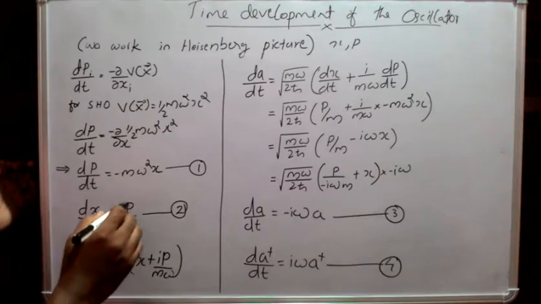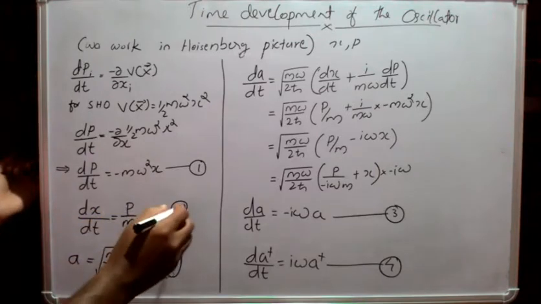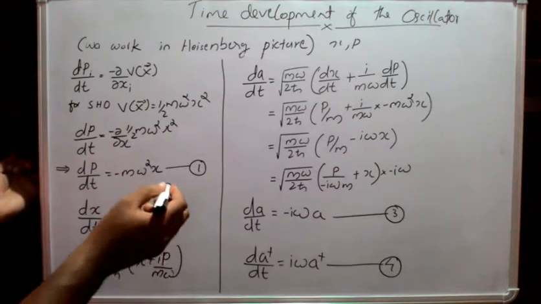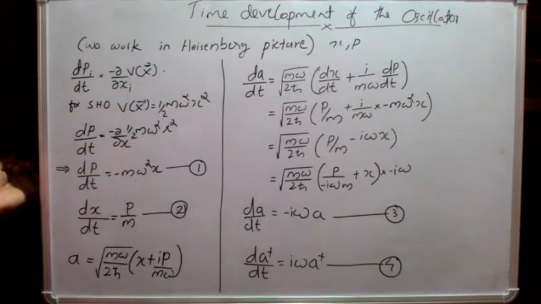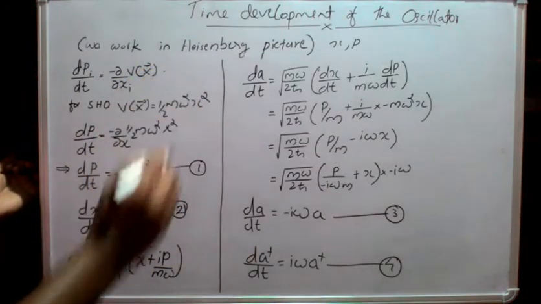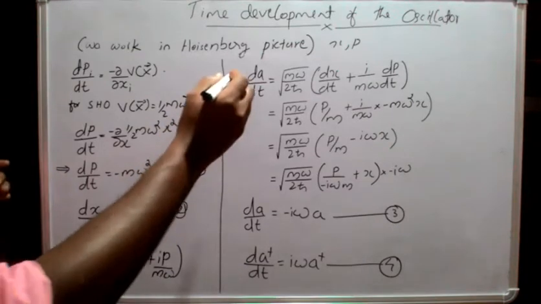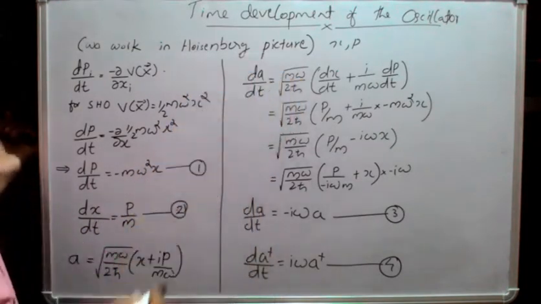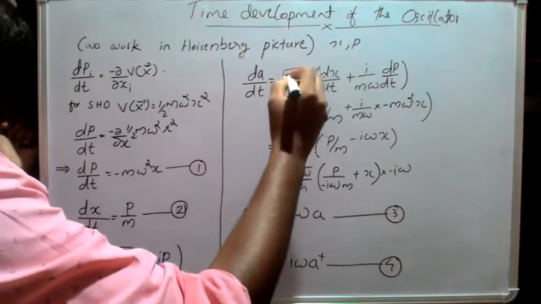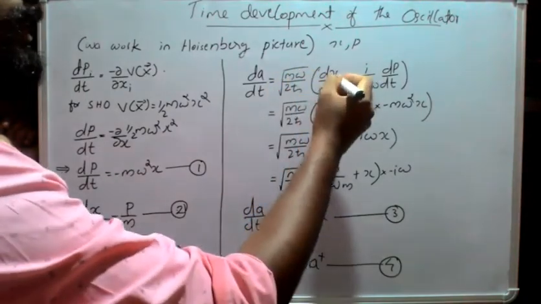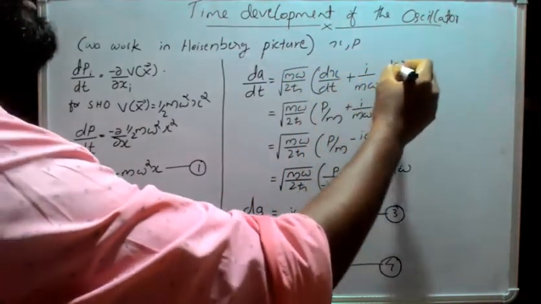And from that session itself, the equation of motion dx over dt equal to p over m is equation 2. If you are not familiar with these two equations, you can go back to the session on Ehrenfest's theorem. And we know the annihilation operator is a equal to square root of m omega over 2 h cross times x plus i p over m omega. We differentiate this annihilation operator also, and we get da over dt equal to square root of m omega over 2 h cross dx over dt plus i over m omega dp over dt.